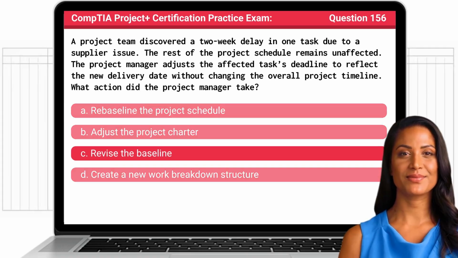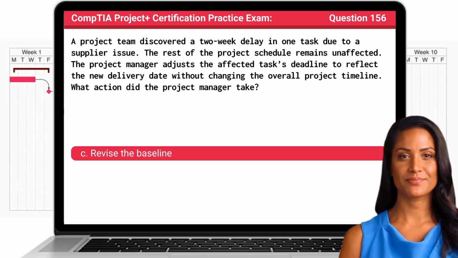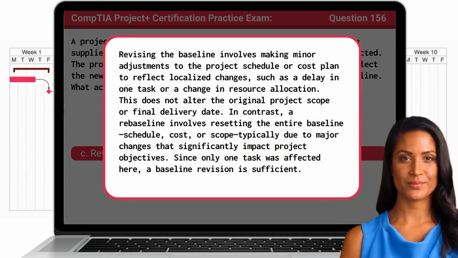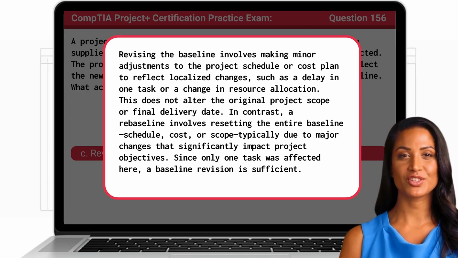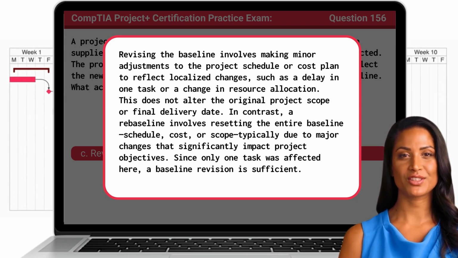The answer is C. Revise the baseline. Revising the baseline involves making minor adjustments to the project schedule or cost plan to reflect localized changes, such as a delay in one task or a change in resource allocation. This does not alter the original project scope or final delivery date. In contrast, a re-baseline involves resetting the entire baseline, schedule, cost, or scope, typically due to major changes that significantly impact project objectives. Since only one task was affected here, a baseline revision is sufficient.